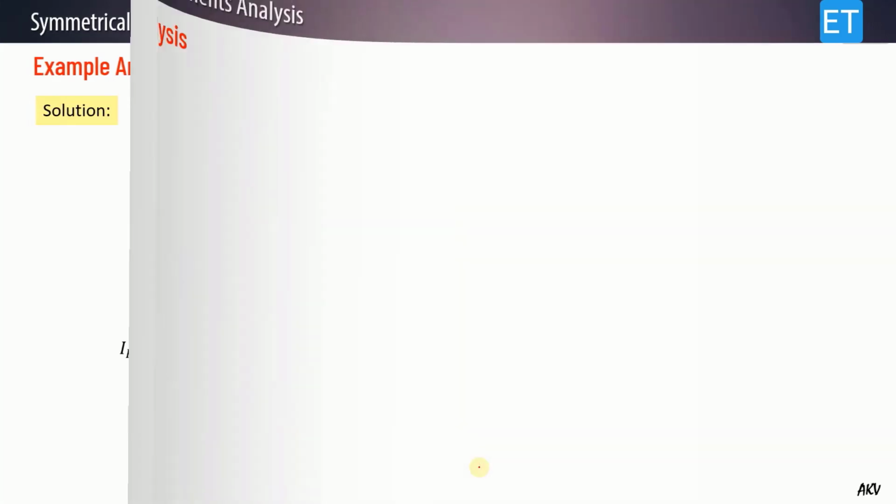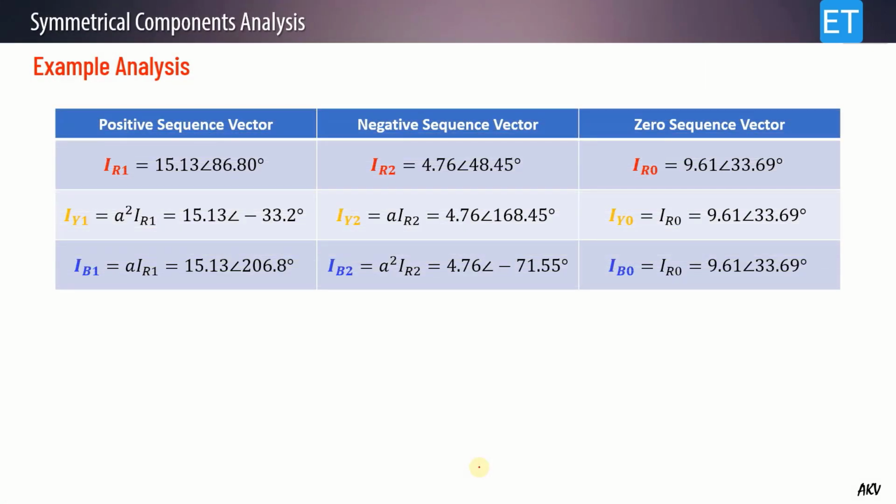So what about the remaining components? I have already shown this in the previous table. With the same example, we can also show it here. So this is your IR1. This is the positive sequence group, related to the number 1. IR1 is already this, and IY1 is obtained by A square IR1, so that is this one, 15.13 angle minus 33.2, and IB1 is obtained by multiplying IR1 with A.